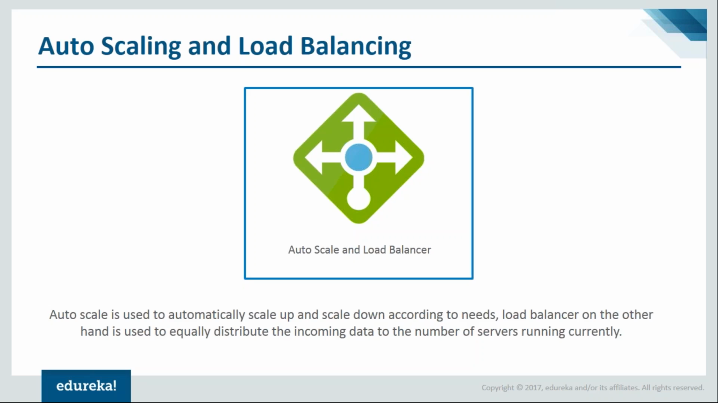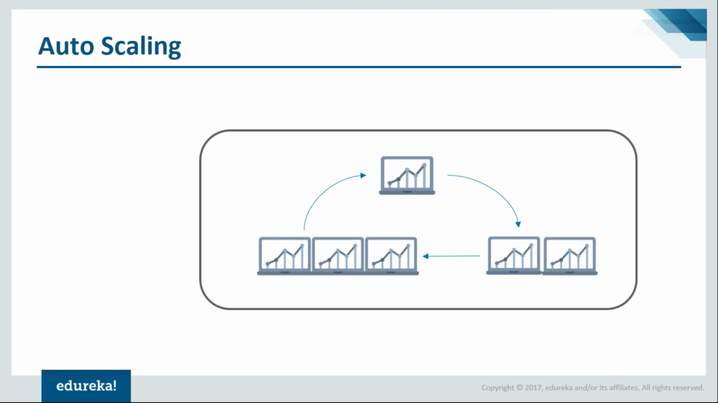Having said that, this is how auto scaling actually works. Say you have 1 server, right, and the usage increases, it goes on to become 2 servers, and then again the usage increases, it becomes 3 servers, right? Now when the usage decreases, these 3 servers can be reduced to 1 server or can be reduced to 2 servers.